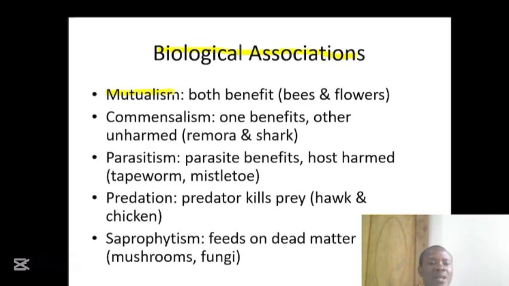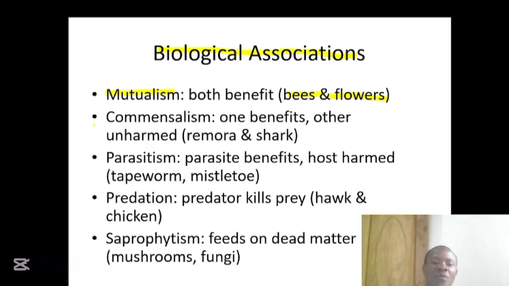Let's start with the first one, mutualism. In mutualism, both organisms benefit. For example, the relationship between bees and flowers. The bee is going there to have nectar. At the end of the process, the bee is pollinating the flower. So both are benefiting. The flower is being pollinated while the bee is having the sweet nectar.